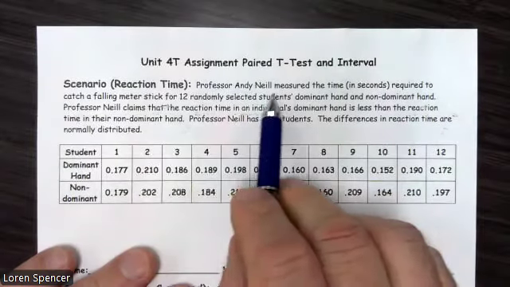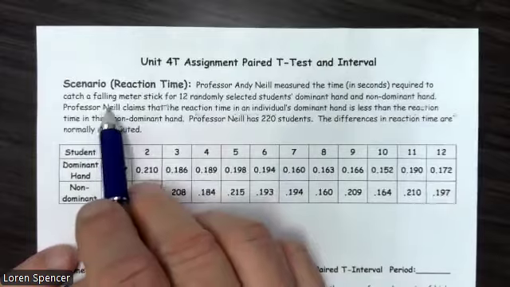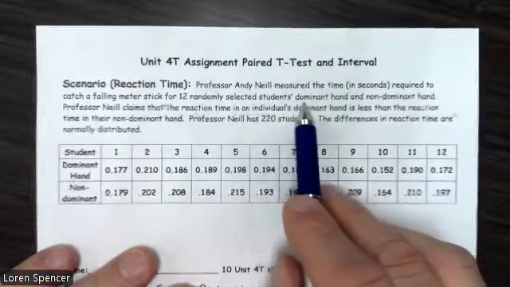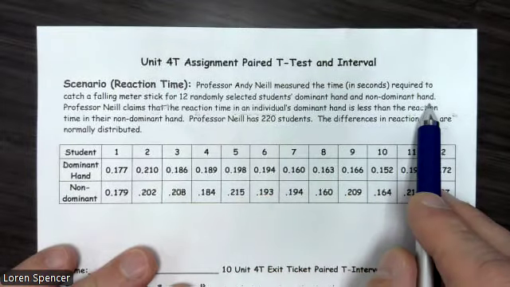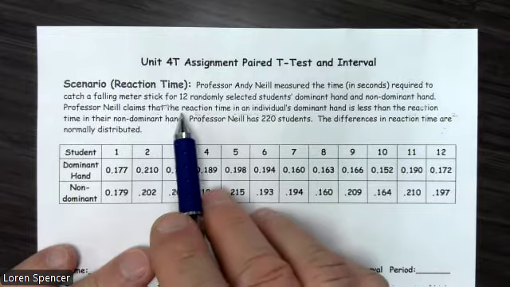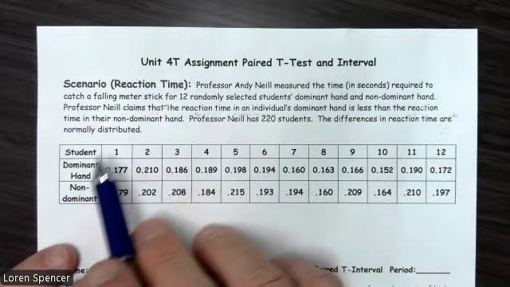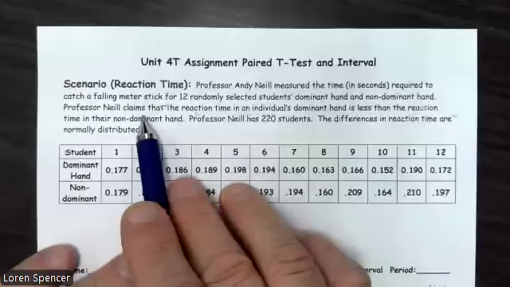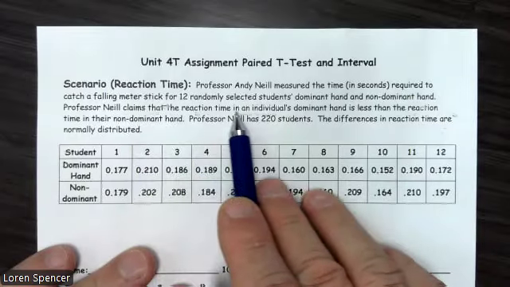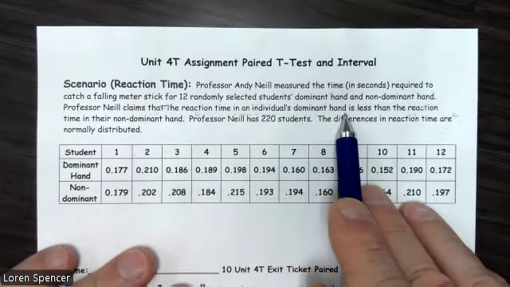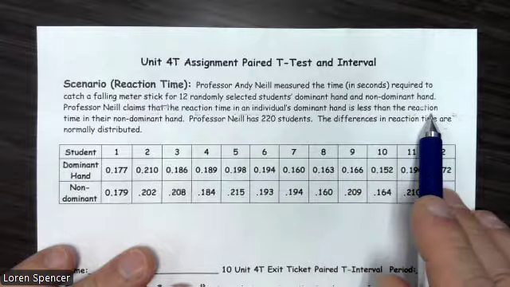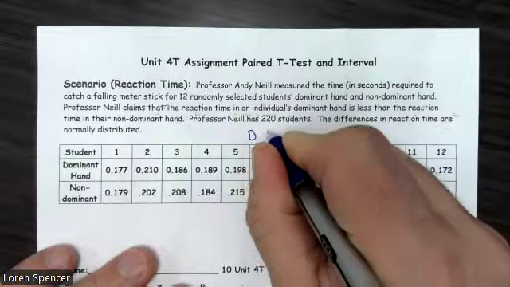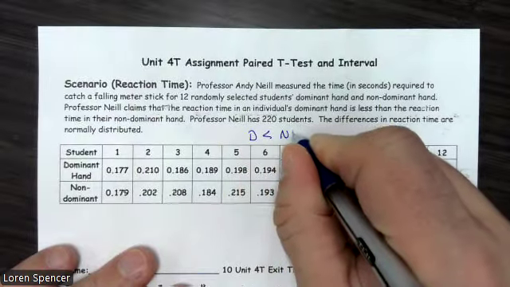So Professor Andy McNeil measured the time in seconds required to catch the following meter stick for 12 randomly selected students, dominant hand and non-dominant hand. All right, so they measured them twice. Whenever you measure something twice, it's going to be a paired test. Professor McNeil claims that the reaction time in an individual's dominant hand is less than the reaction time in the non-dominant. So they're saying D is less than non-dominant.